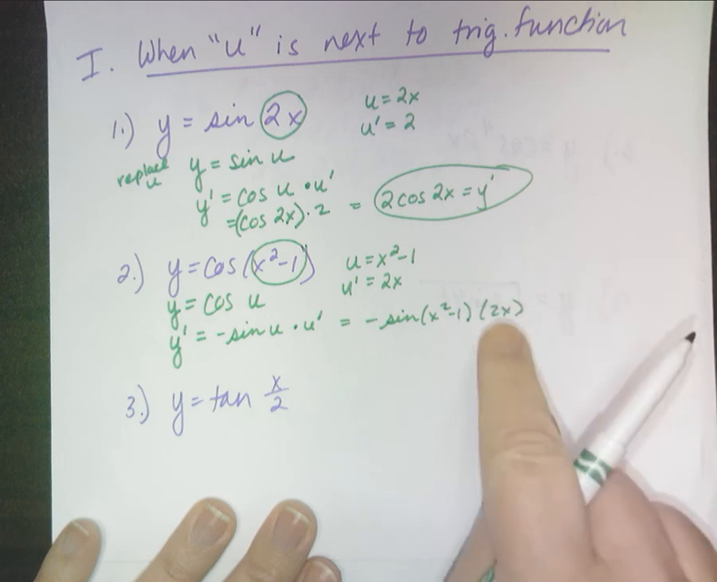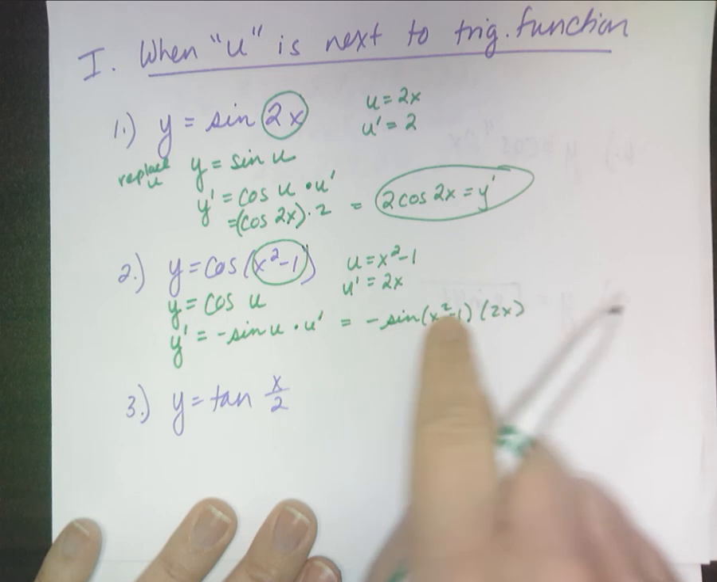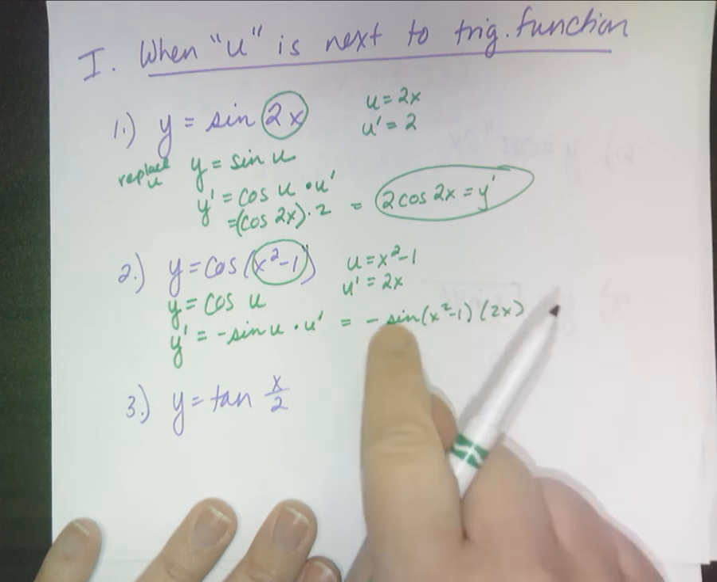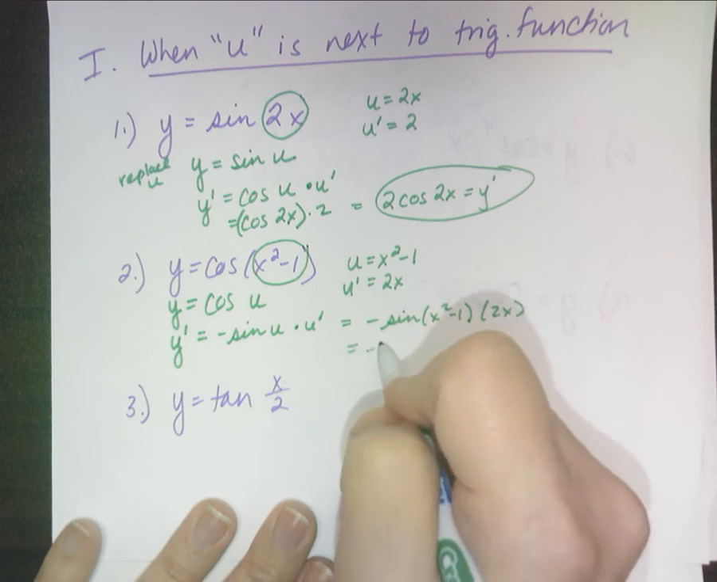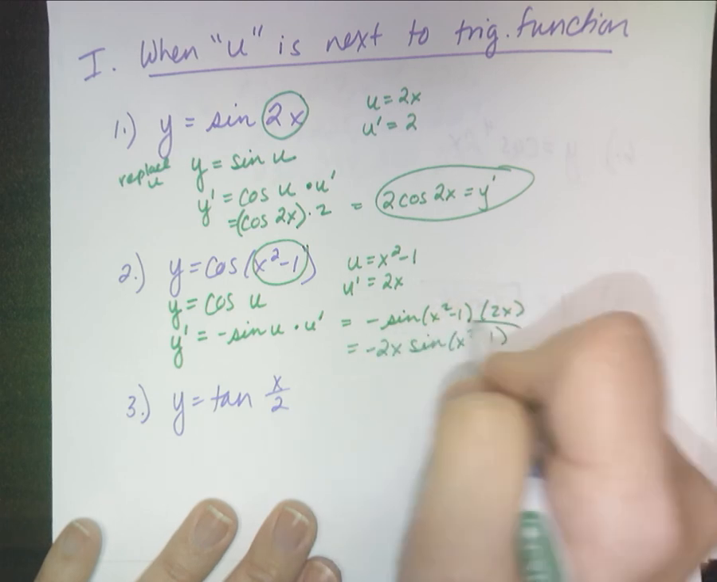And again, don't think that you're allowed to multiply those. You're not. This is the sine of x squared minus 1. This is what goes together. You cannot distribute into that. You just stick that 2x in front. So your final answer is negative 2x sine of x squared minus 1.